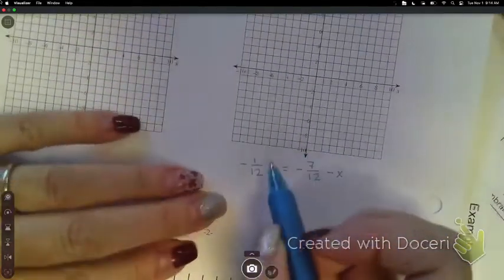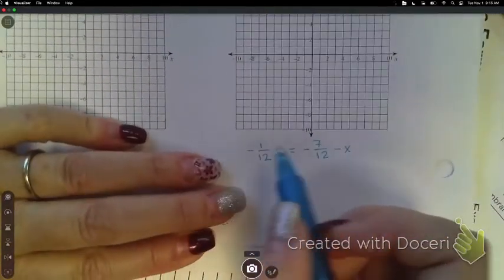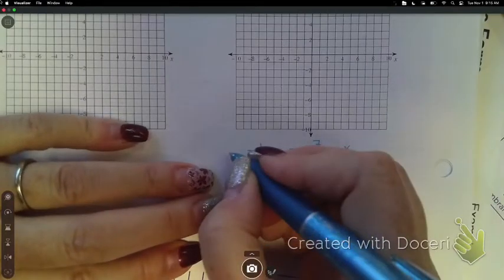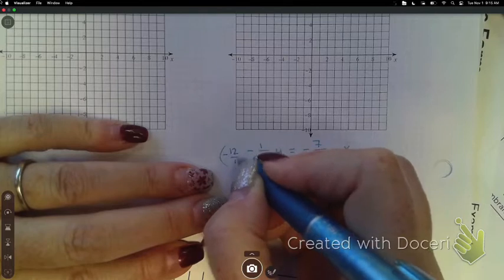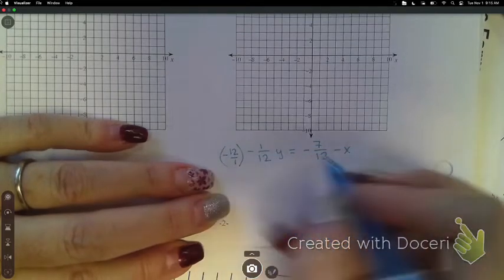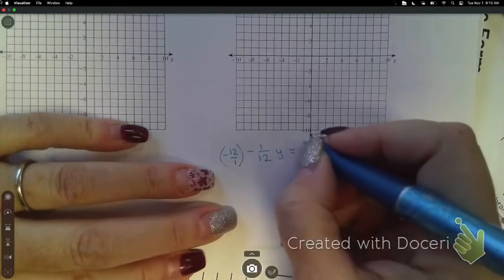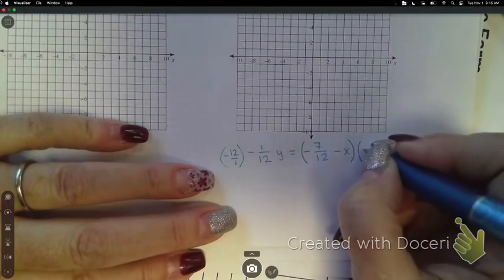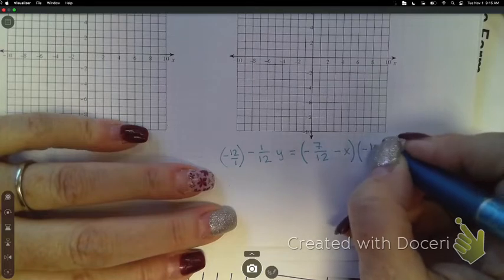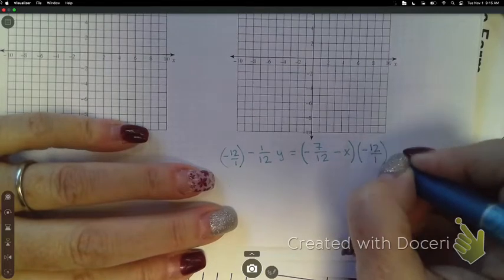So I need to move negative 1/12 to the other side. So I need to multiply by the reciprocal, so negative 12 over 1. Would it be positive 12 or 1? No, because we need to get rid of the negative. And on this side, we need to put parentheses because we have to distribute it to both, don't we?